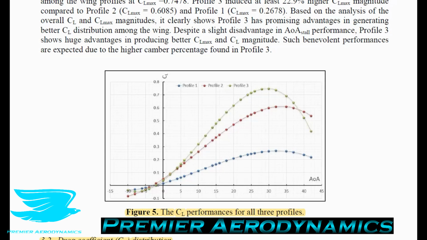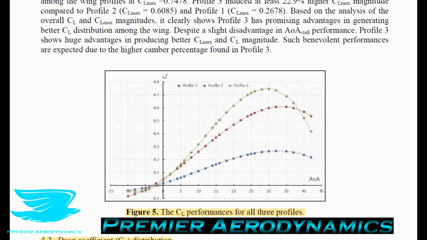Based on these stall angles of attack, it means that Profile 2 has at least an 8.6% greater stall angle compared to the other two profiles. The analysis of the maximum lift coefficient shows that Profile 3 has the greatest maximum lift coefficient with 0.75. Profile 3 produced at least 22.9% higher lift coefficients compared to Profile 2, whose maximum lift coefficient was only 0.6, and Profile 1 was only 0.27. So the maximum lift coefficient for Profile 1, which was a very thin airfoil, was 0.27, which is pretty terrible compared to the other two profiles. But compared to a flat plate, it's pretty decent still.